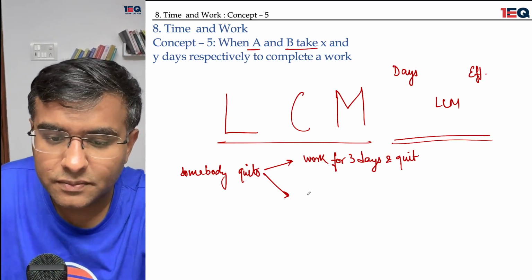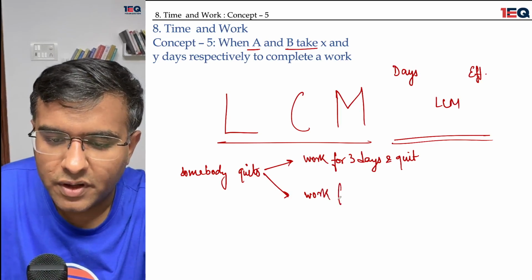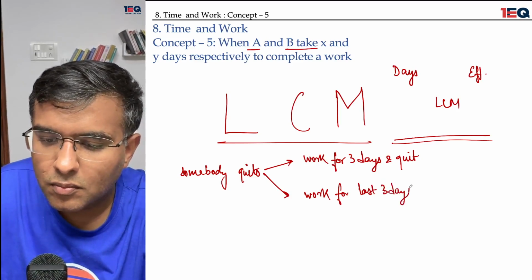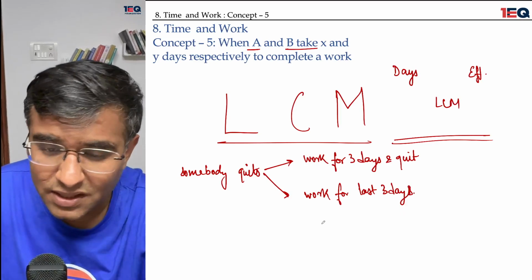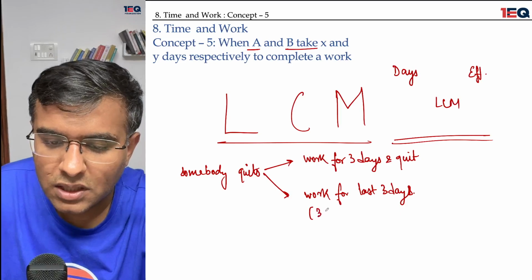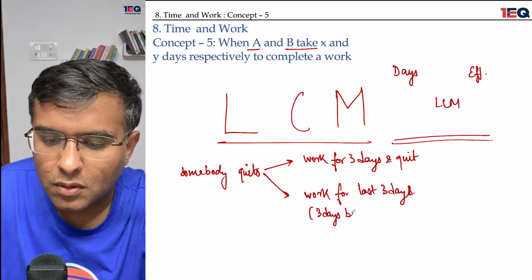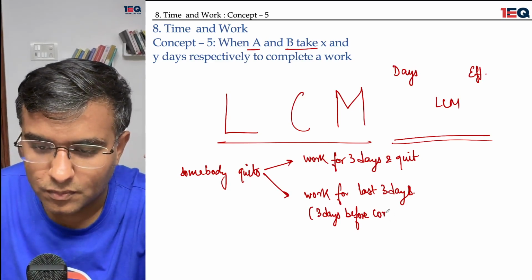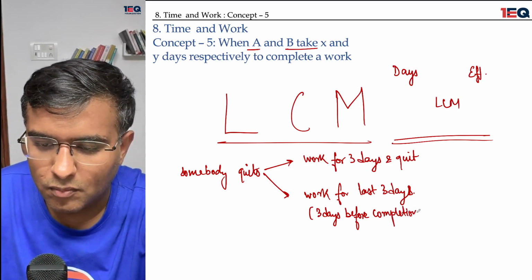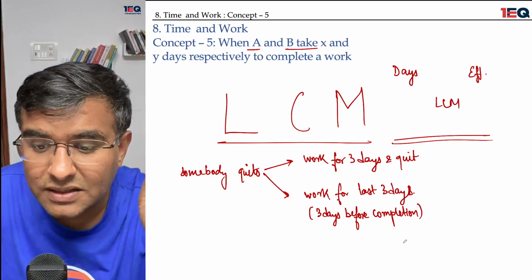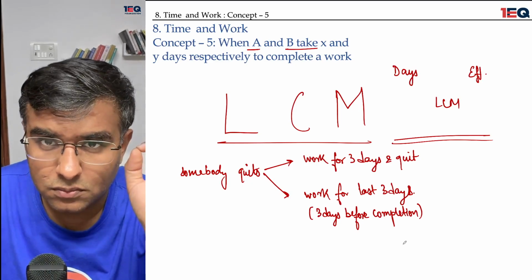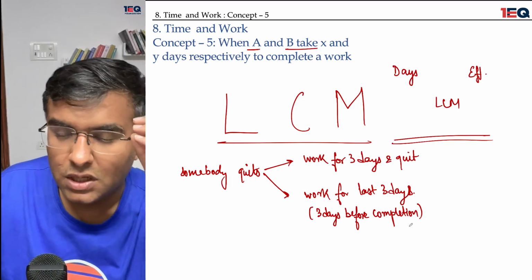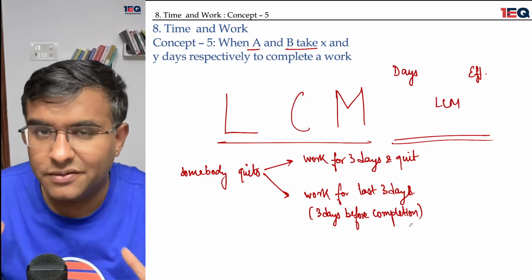Second way of quitting is work for last 3 days. Last 3 days means assuming three days before completion. Work for 3 days before completion. I think we are good. We've understood what we're talking about. So there is a difference over here.